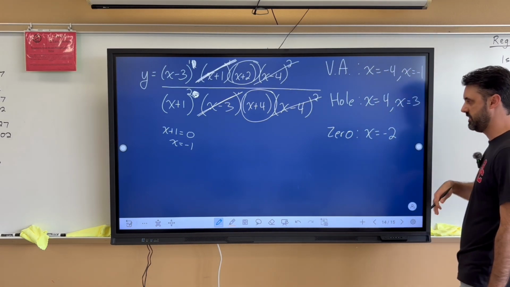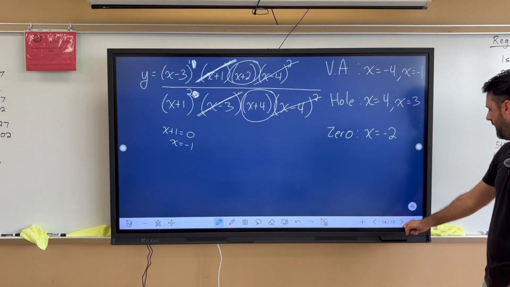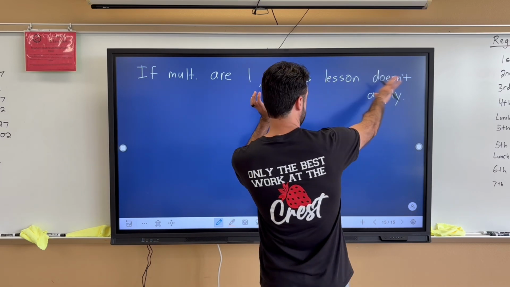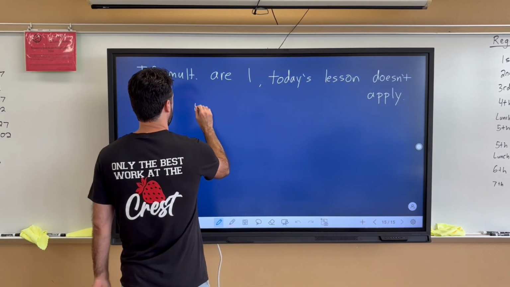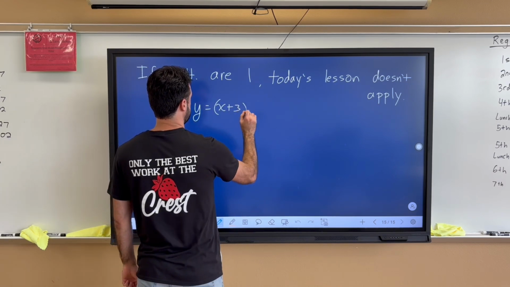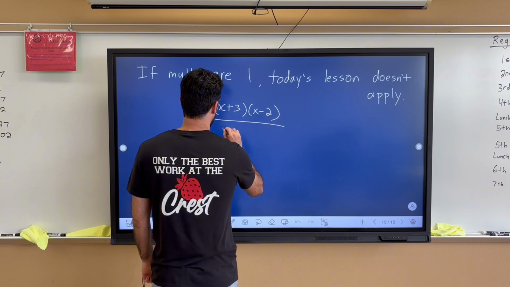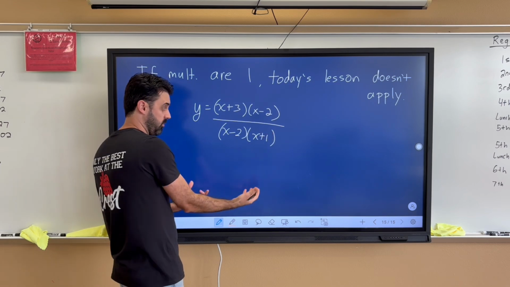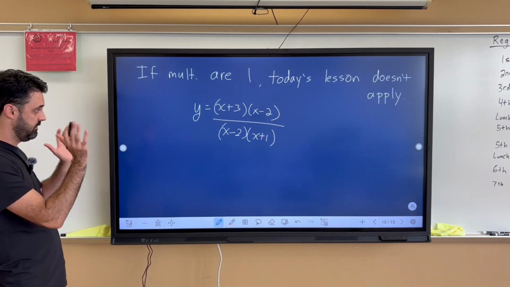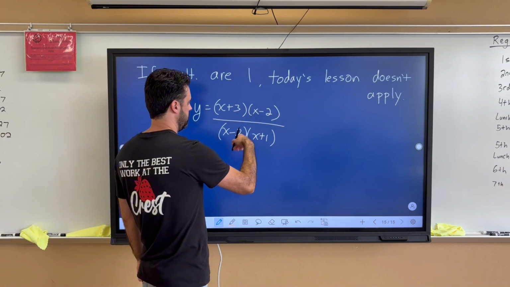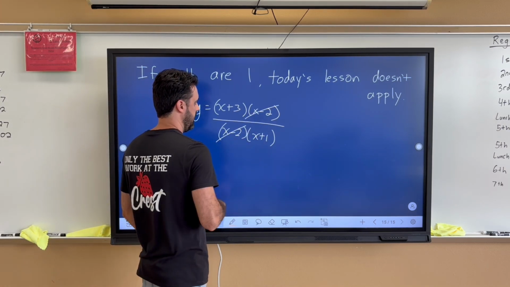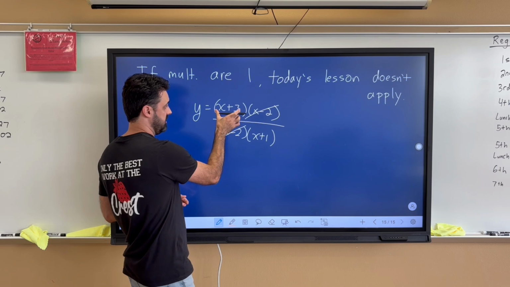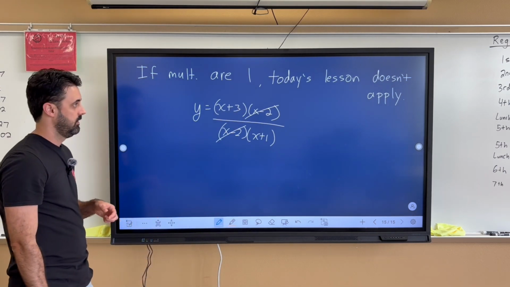We're going to do a ton of practice with this, so it'll get a little bit easier as we go. But quick reminder, if the multiplicities are 1, then today's lesson doesn't apply. So for example, if it's just like y equals x plus 3 times x minus 2 over x minus 2 times x plus 1, all these exponents are 1, and this is more what we did yesterday, or whatever the last video was, about vertical asymptotes, holes, and zeros. So you would just cancel those, and that's going to give you the coordinate for the hole. After we get rid of that, the numerator gives us the zeros, and the denominator gives us the vertical asymptotes.